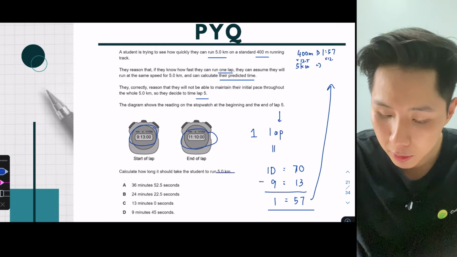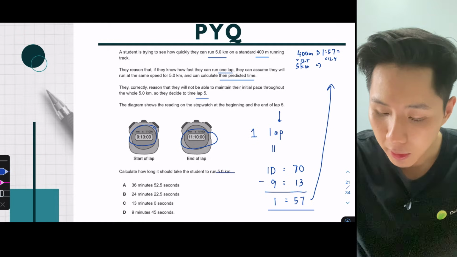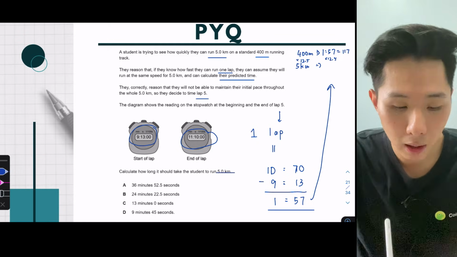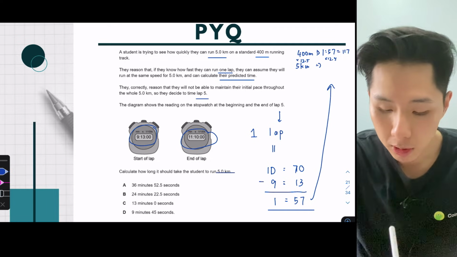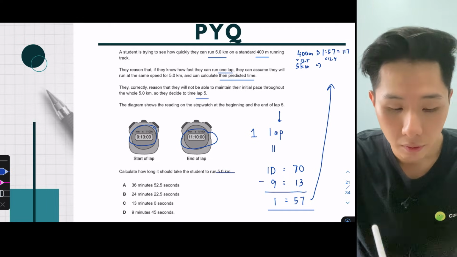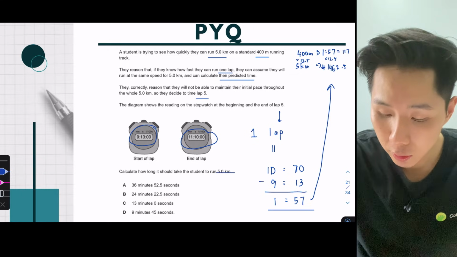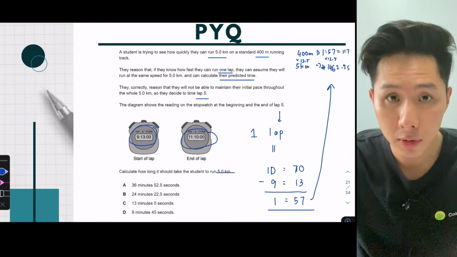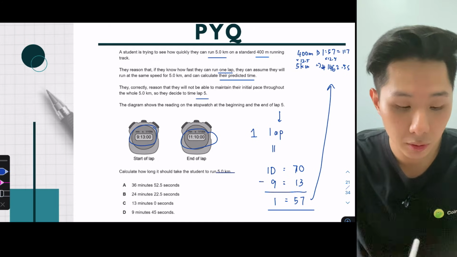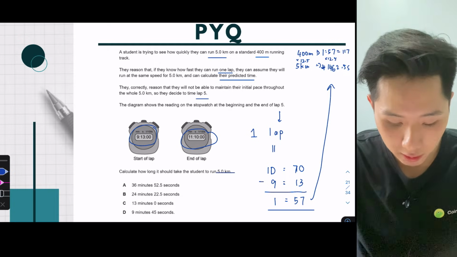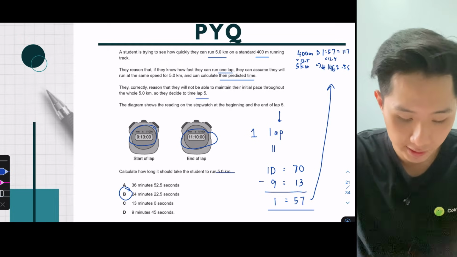So we can do the same to our time here. We can first convert this into seconds and then multiply 117 by 12.5. We know that they will spend 1,462.5 seconds to run the whole 5 km, but we do need to convert it into minutes. It will be 24 minutes and 22 seconds.